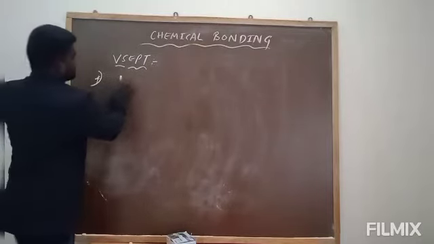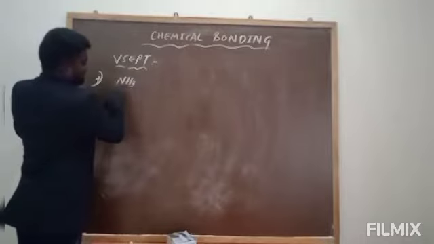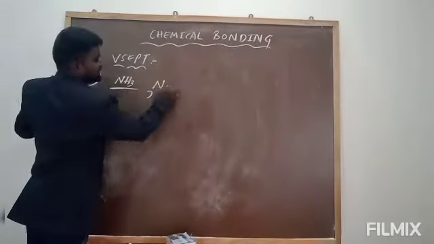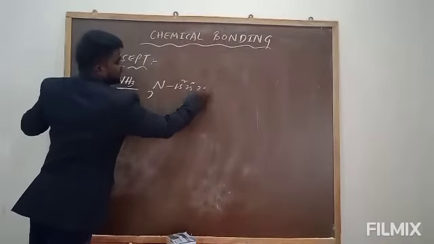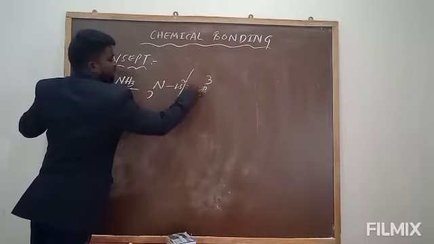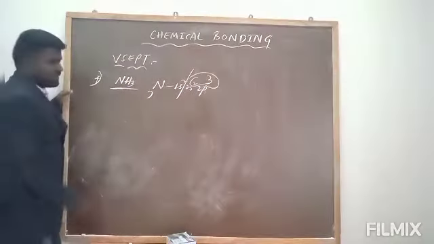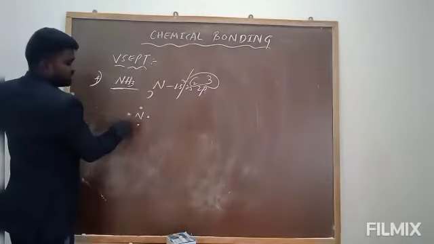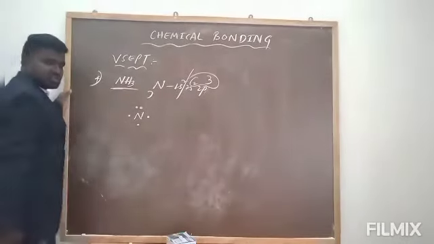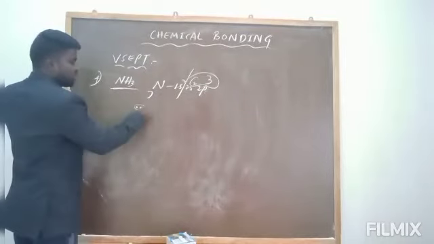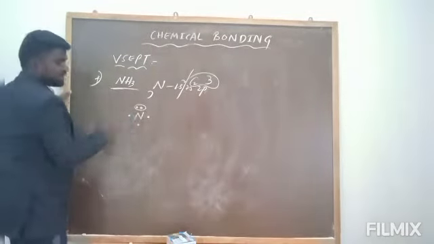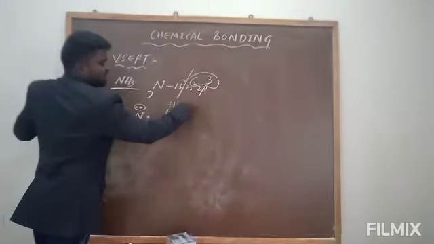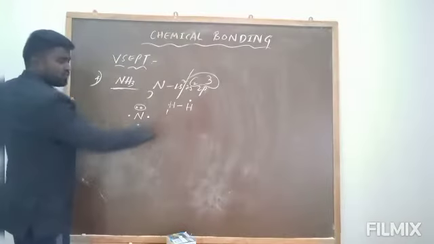Fourth molecule, ammonia. NH3, ammonia. What is the central atom here? Nitrogen. Nitrogen atomic number 7. Configuration 1s2, 2s2, 2p3. Then how many valence electrons are there? 5. Now how many dots will be there? 5 dots, 1, 2, 3, 4, 5. In this nitrogen, how many lone pairs are there? 1 lone pair. How many bonding electrons? 3 bonding electrons. Now hydrogen, atomic number 1. How many dots will it get? Only 1. So that is the one bonding electron.